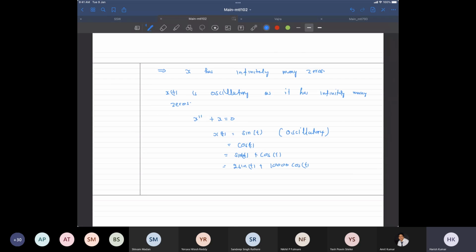Now, another interesting question which we'll try to address now is what is the relation between the zeros of this thing? So first, is the definition of an oscillatory solution clear to you?